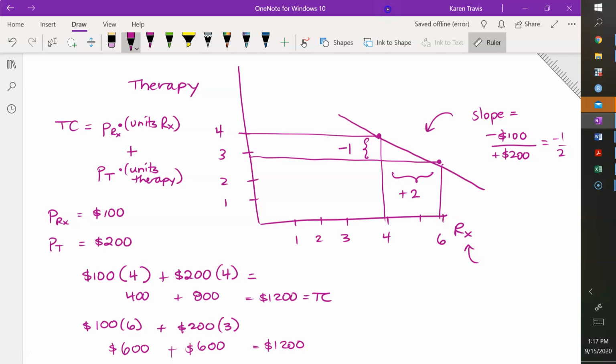If I extend this line out to where its intercepts are, this whole line is my isocost. So it's telling me everything that I can afford, and of course I can still afford things within it. I could buy 1 of each or 3 and 2, but it's the boundary beyond which, if I only have $1,200, that's the limit on what I can spend.